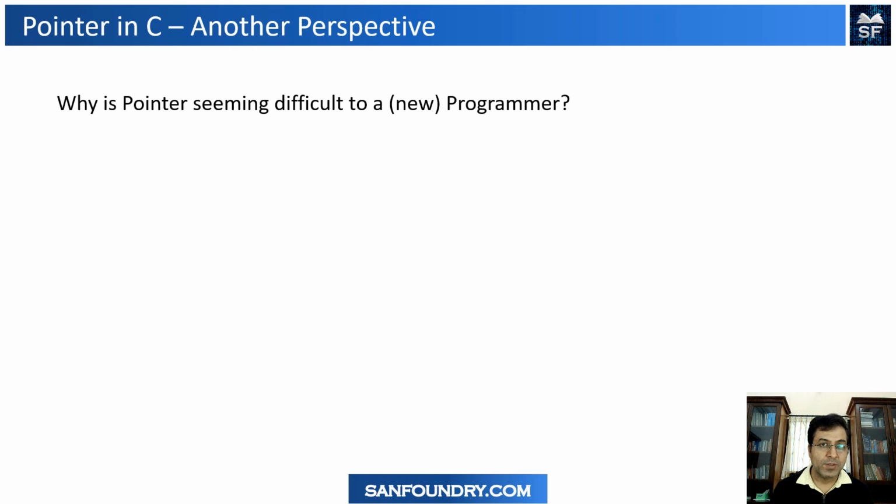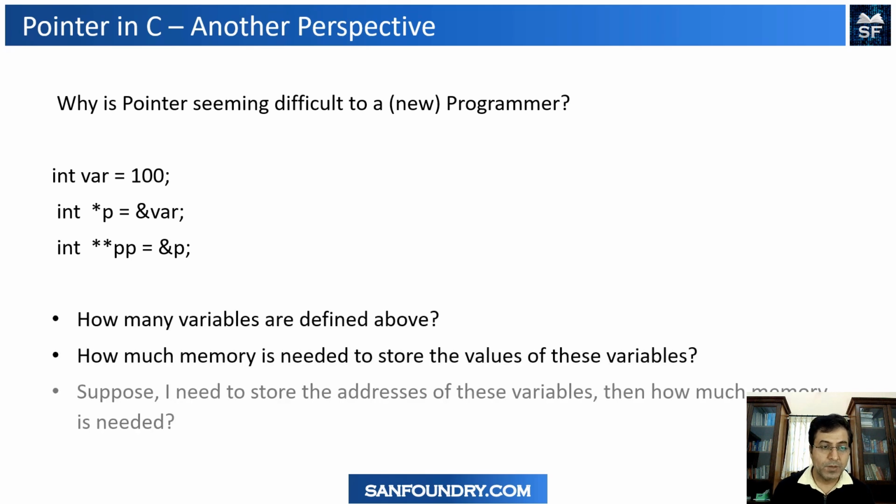That's one way actually. Okay, so when you look at this particular example, I have declared multiple variables. Some of them are pointers with their values. When you have to look at it from a different perspective, what are some of the questions? How many variables are there? We know there are 3 variables in this example.